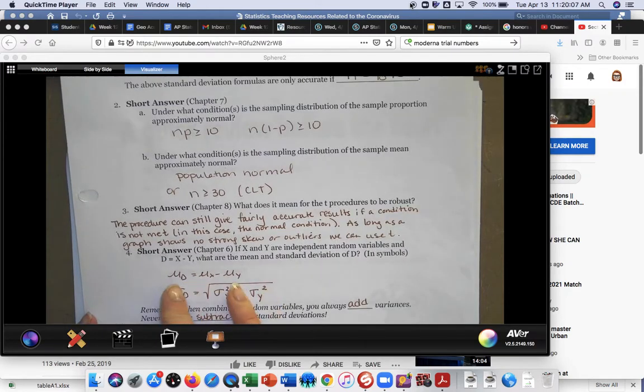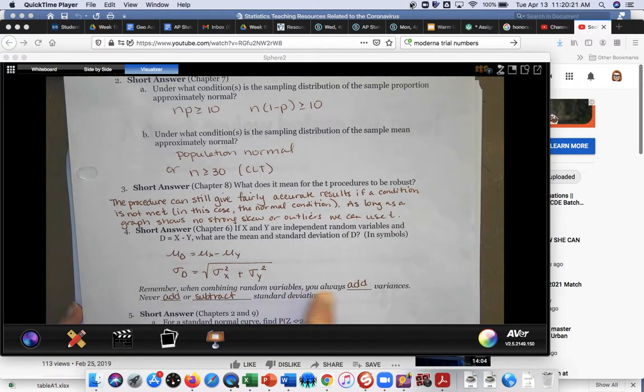From Chapter 6, if we wanted to find the difference in two random variables, the mean would just be the subtraction of the means. Remember that for the new standard deviation, you'd add the variances, so we'd still add them. We take the square root. So remember, when combining random variables, we always add variances, never add or subtract standard deviations.